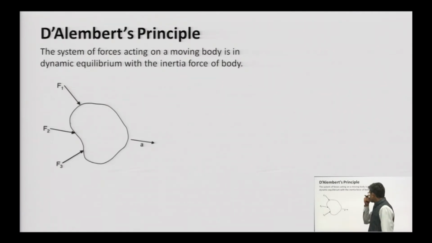To understand the D'Alembert principle, let us consider a body which is subjected to three forces F1, F2, F3. Any number of forces can act. If this body has a resultant, then that body will move along the resultant. Say for example, this is the resultant.